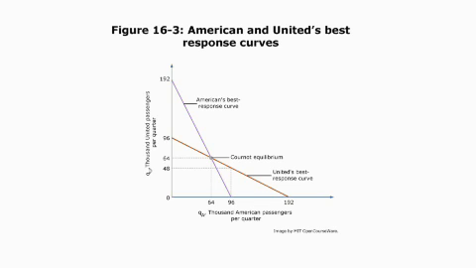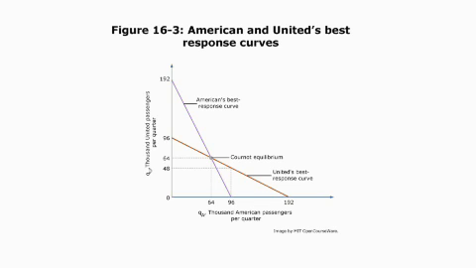So, for example, if American decides to fly 0 flights, then United should fly 96 flights, right? Then United's a monopolist. So that's the point on the curve with 0 on the x-axis, 96 on the y-axis. If American decides to fly 0, United should fly 96. That's the monopoly case we just solved. If American decides to fly 64, United should fly 64. That's the case we just solved as well.